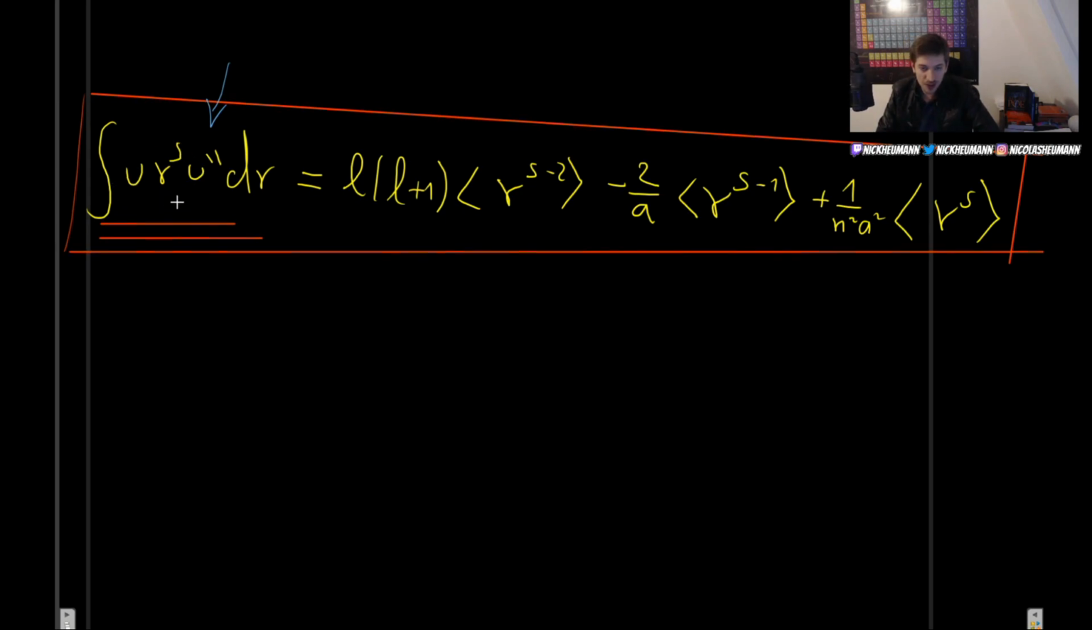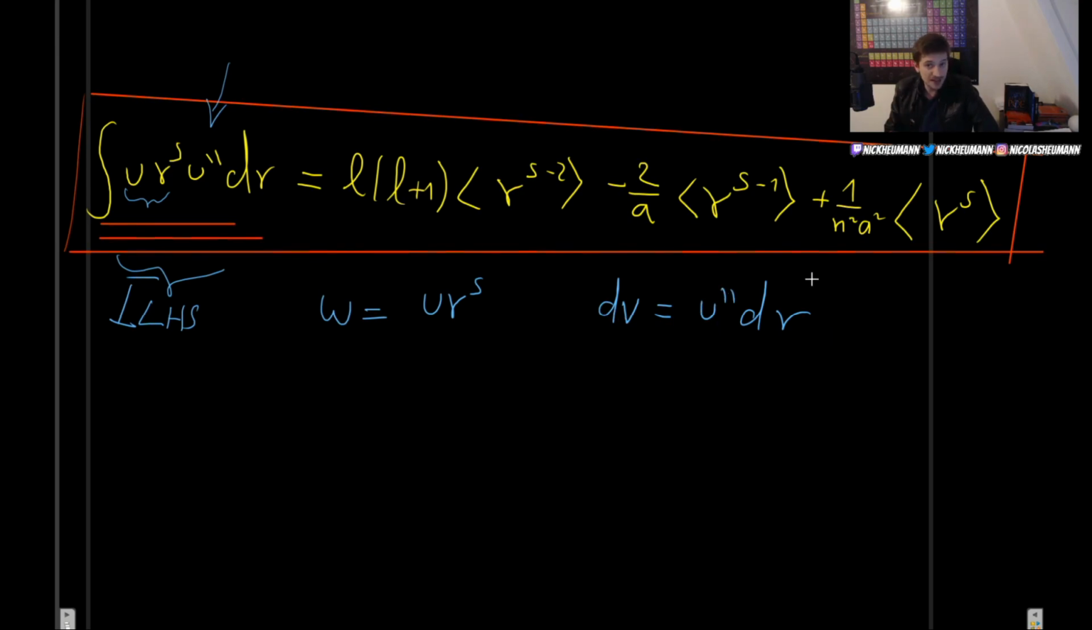So if you're going to use integration by parts here, then maybe let's call this I, by the way, or let's call it ILHS, so the integral left-hand side. Okay, so in our integration by parts, let's call this right here W. I don't want to use U, of course, because we already used that. So W is going to be U times R to the S, and dV is going to be U prime dr, right? Because of course we want the dV part to be the one that we can integrate the easiest. So of course we don't want to allow the R to the S or the U to be on that side. It would make everything much more complicated.